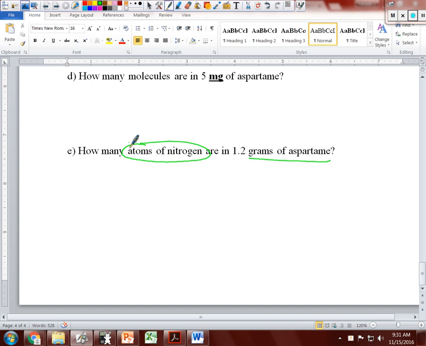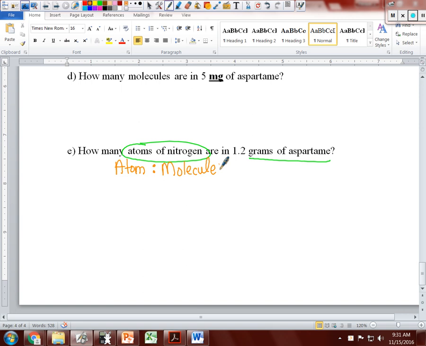Now, why is that kind of odd? Okay. Is nitrogen a part of aspartame? Yes. This is what I call this. This is an atom. Anytime you put a colon between something, what does that mean? A ratio. Very good. This is an atom to molecule ratio.